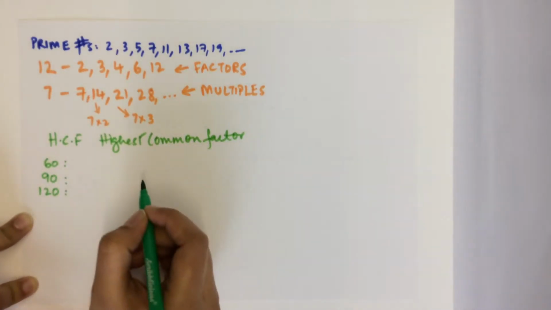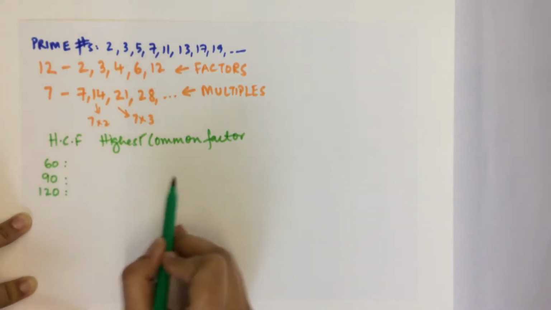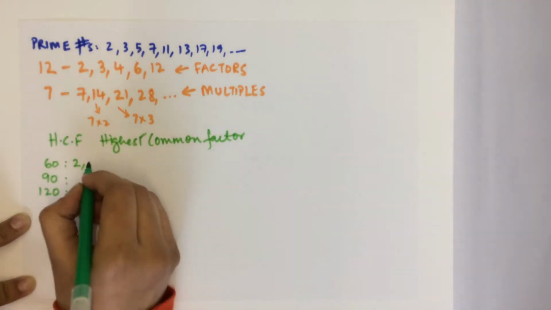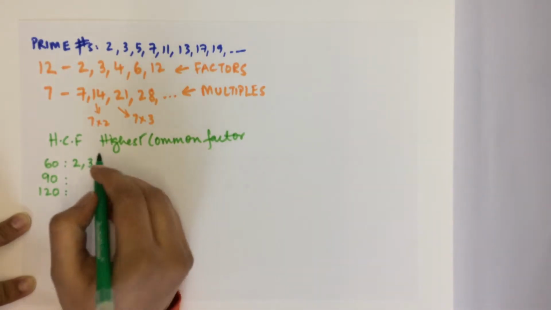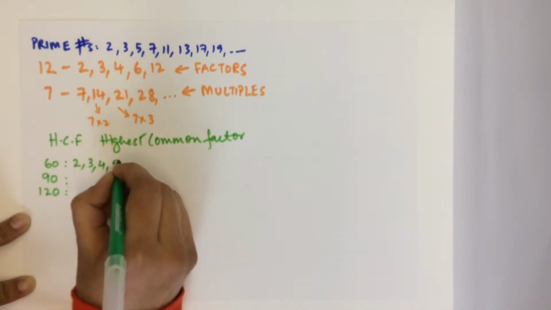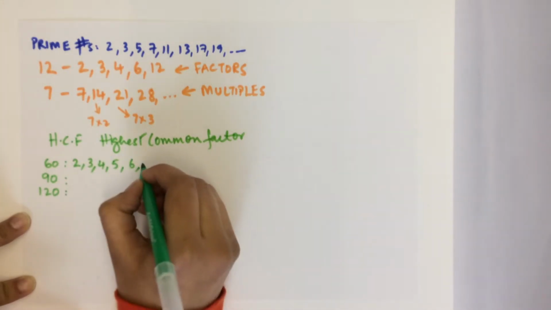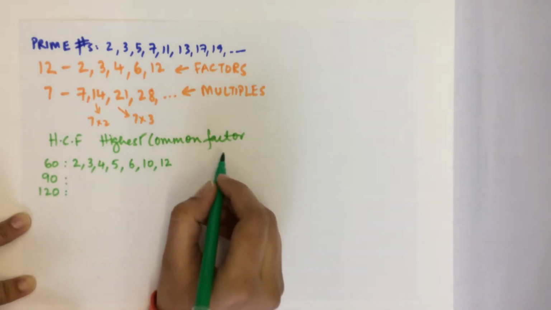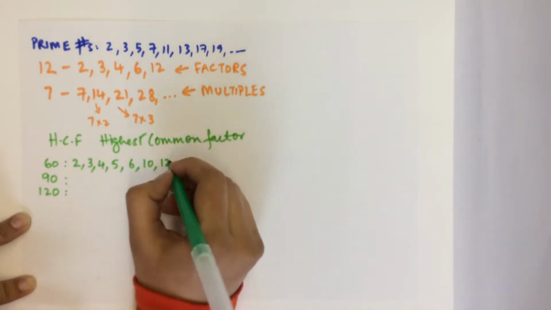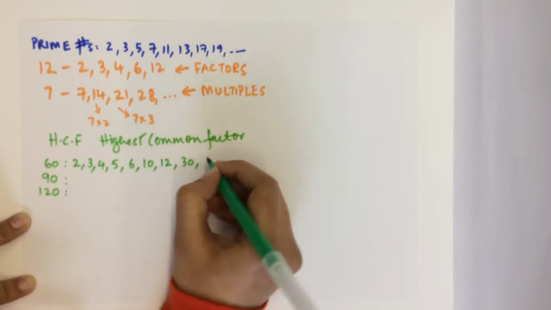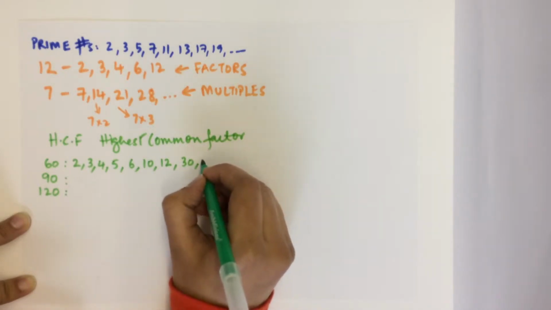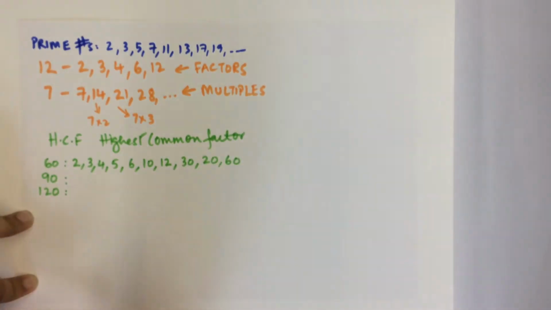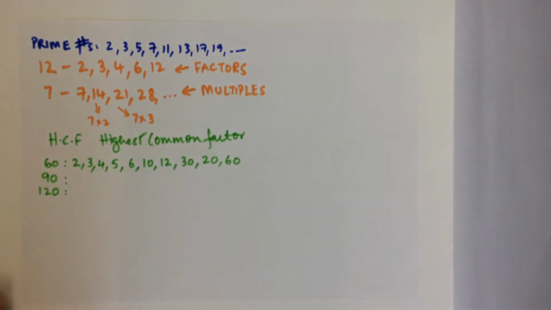The first and foremost important thing that I need to do is list all factors of 60, 90 and 120. So 60 is divisible by 2, 2 30 times 60, by 3, 3 20 times 60, by 4, by 5, by 6, by 10, 10 6 times is 60, by 12, 5 12 times is 60, that's why 5 and 12 both are here, 3 20 times, 20 also, I missed 20 here, and 60 is divisible by itself. So all these are factors of 60.